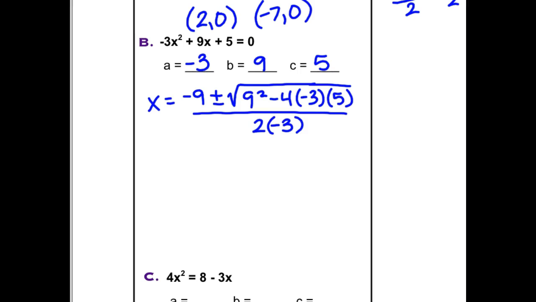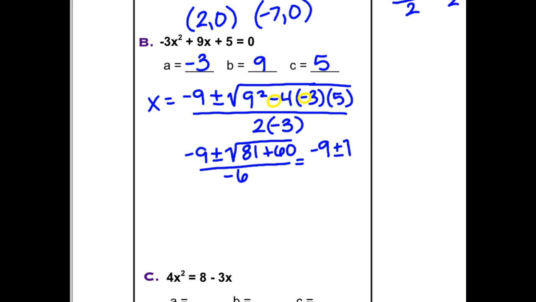If you see that you have a negative and a negative, you know you're going to end up with a plus, which is helpful. So now we got negative 9 plus or minus the square root of 81. Negative 4 times negative 3 is positive 12, times 5 is 60, so plus 60, all over negative 6. So now we got negative 9 plus or minus the square root of 81 plus 60 is 141, over negative 6.